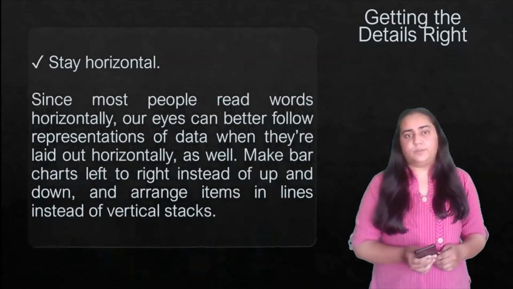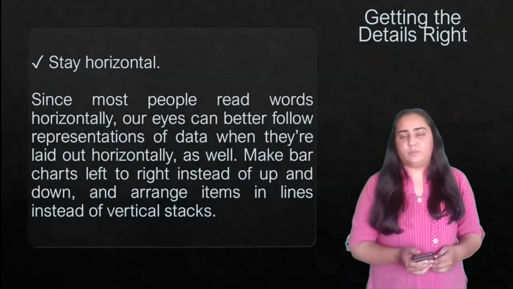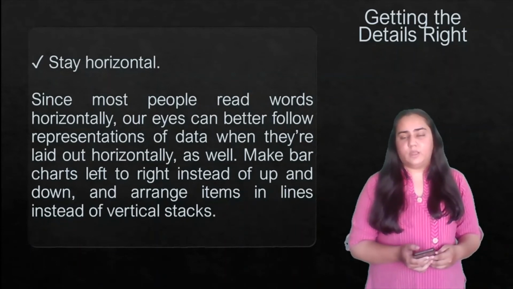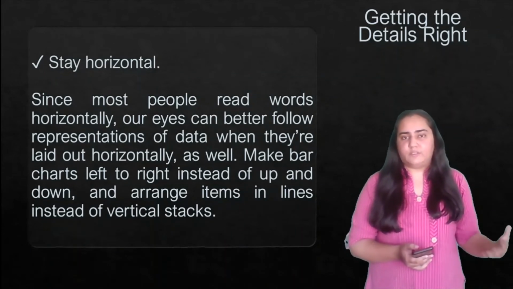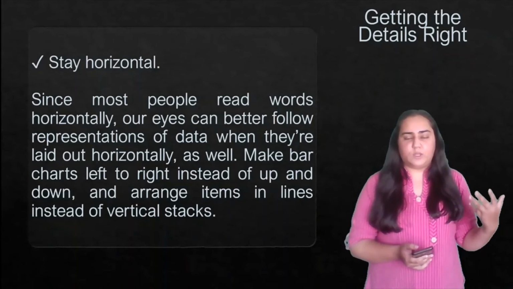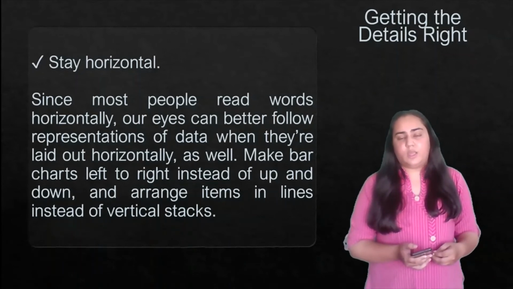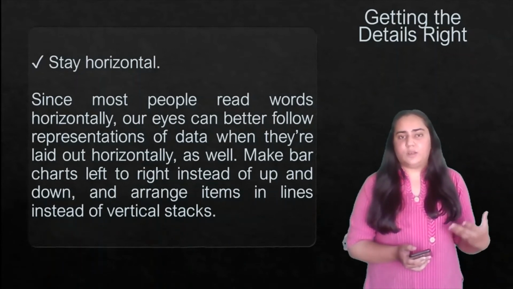Stay horizontal. Since most people read words horizontally, our eyes can better follow representations of data where they are laid out horizontally. So use bar charts left to right instead of up and down, because people are more used to reading things left to right than up and down. And arrange items on lines instead of vertical stacks.